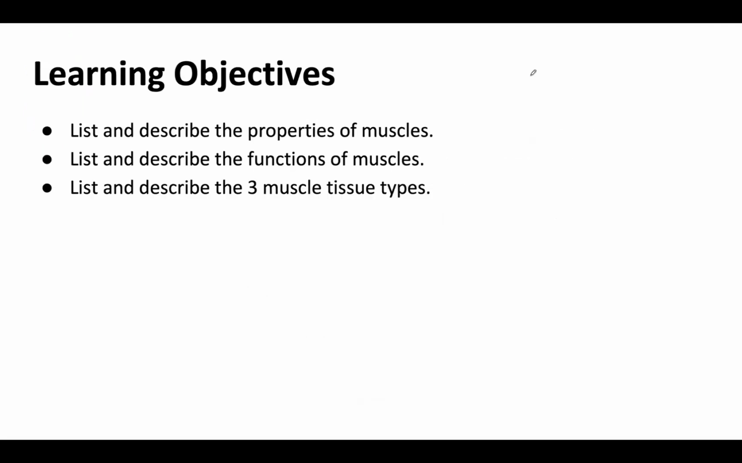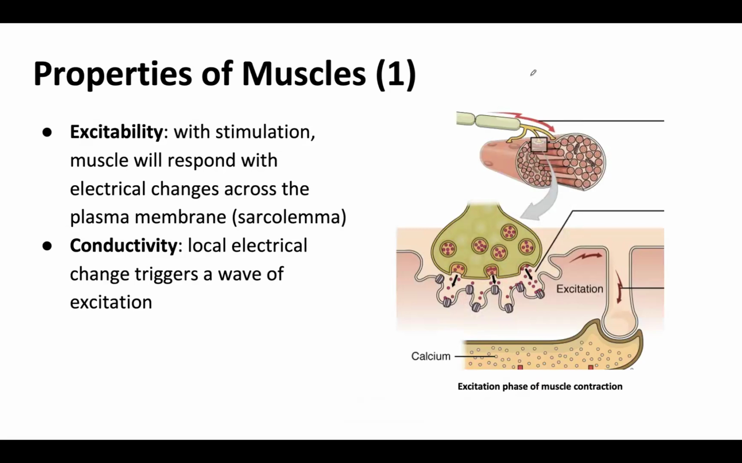We have three learning objectives for this video, and they're very similar in structure, so we should lend towards ease of engaging with these as we work through this content. Make sure you're able to answer these in your own words before we move on to new content. And we will start with properties of all muscles, and there are five properties.